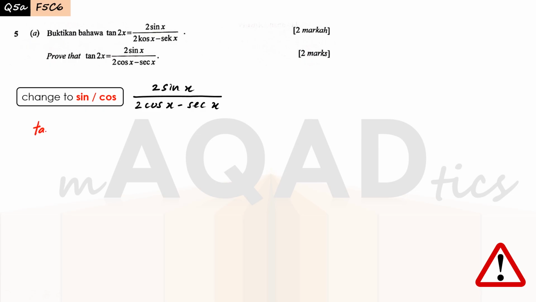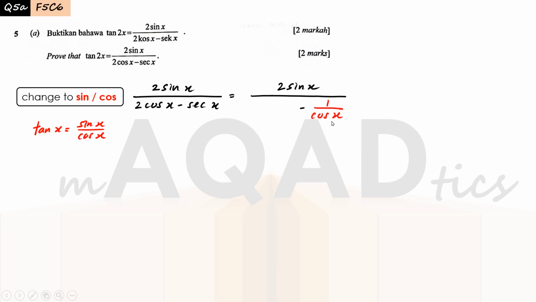So tan x, we know that it is sine x divided by cos x. All the 6 functions that we have learned can be changed to sine x and cos x, to help us simplify the expressions even more easily. For the secant x here, we know that it is the inverse of cos x, so we can change it to 1 over cos x, and since this one has become a fraction, we need to make this become a fraction as well.